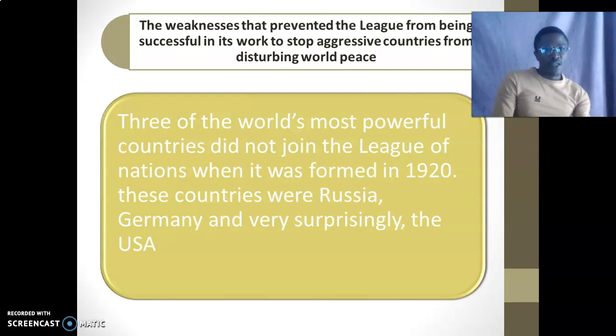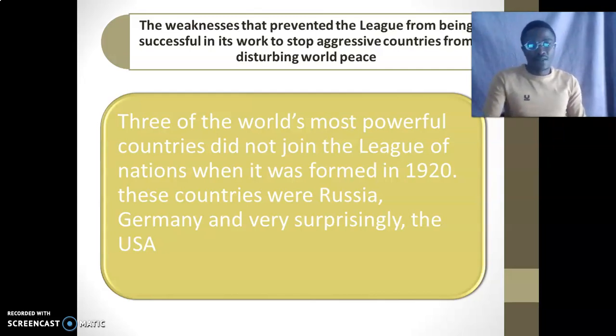In terms of its organization, like the setting up of the League of Nations, they are telling us that 3 of the world's most powerful countries did not join the League of Nations when it was formed in 1920. So these countries were Russia, Germany, and very surprisingly the USA.